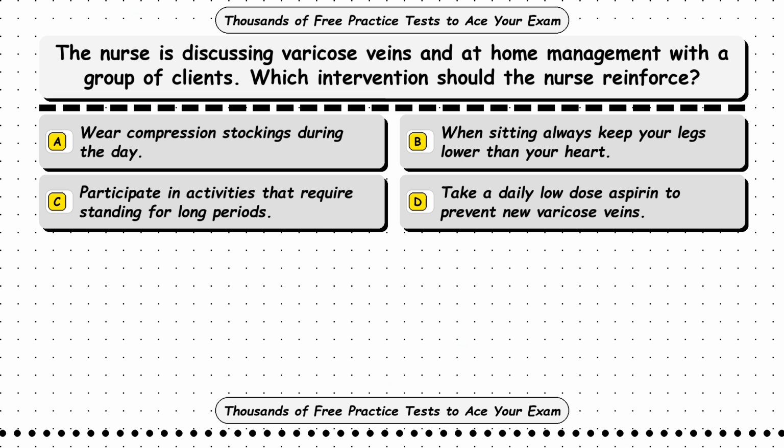Question 9. The nurse is discussing varicose veins and at-home management with a group of clients. Which intervention should the nurse reinforce? Option A, wear compression stockings during the day. Option B, when sitting always keep your legs lower than your heart. Option C, participate in activities that require standing for long periods. Option D, take a daily low-dose aspirin to prevent new varicose veins.